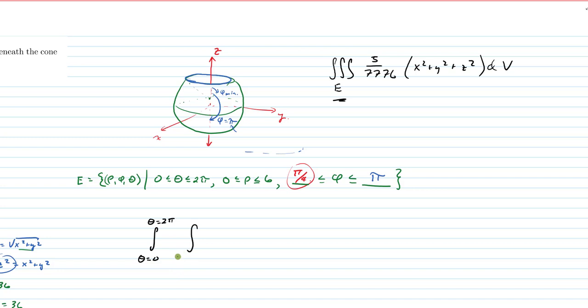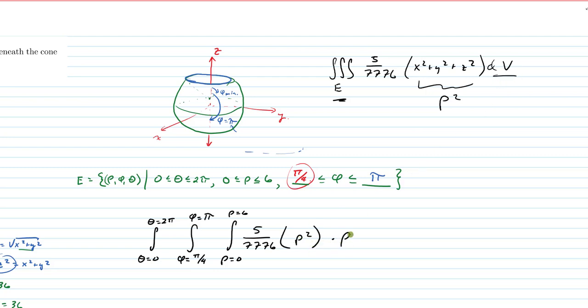It's usually most convenient to do phi next. So we'll do from phi equals pi over 4 to phi is equal to pi. And then our rho is going to go from 0 to 6. And then our integrand, the constant will remain the same, 5 over 7,776. Our integrand, this expression can be replaced with rho squared. And then we've got our volume component. And remember that for spherical coordinates, that's rho squared sine of phi d rho d phi d theta.